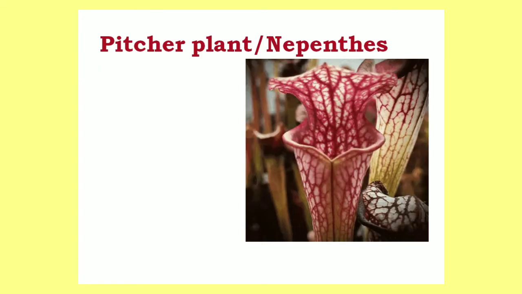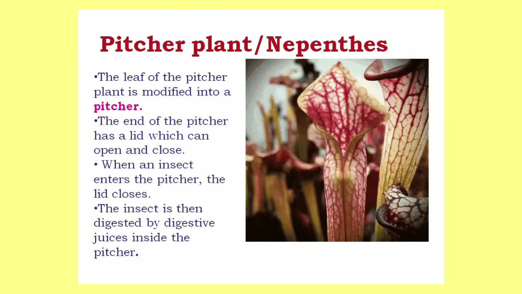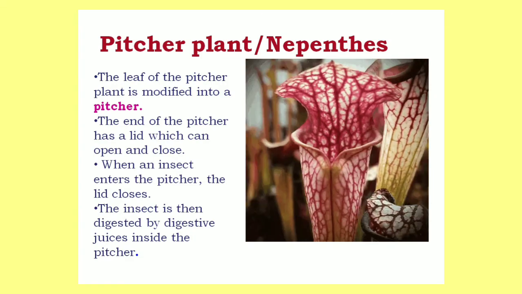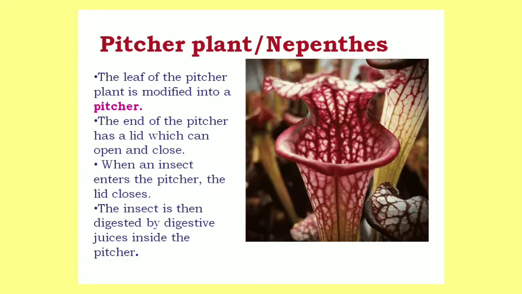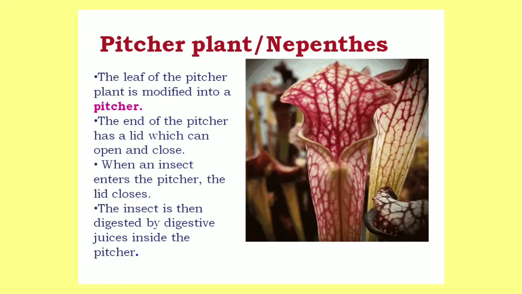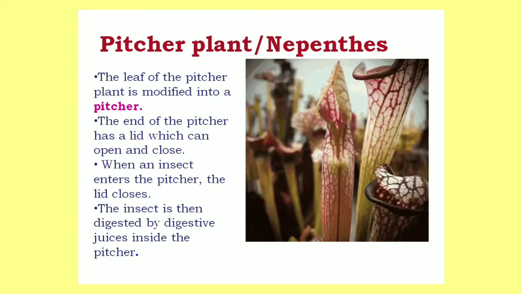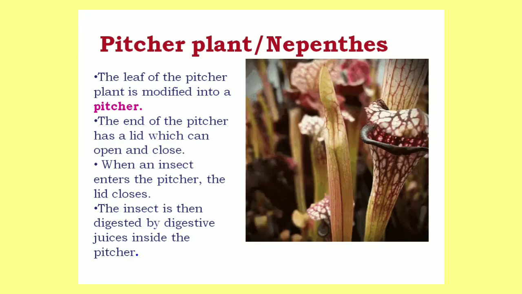Pitcher plant is also known as Nepenthes. The leaf of the pitcher plant is modified into a pitcher, a pot-like structure. The end of the pitcher has a lid which can open and close. When an insect enters the pitcher, the lid closes immediately. The insect is then digested by the digestive juice inside the pitcher.